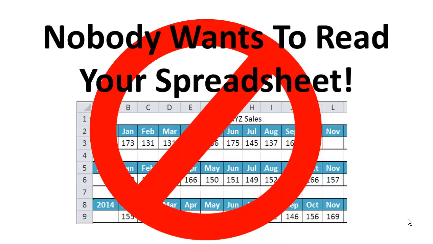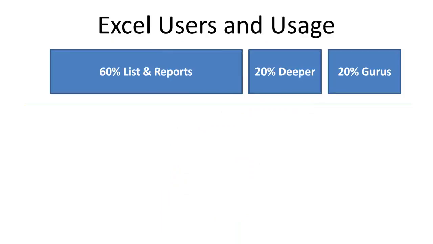You know how I know? Microsoft Excel actually went out and keeps track of how people use Microsoft Excel. 60% of the 650 million users out there use it for lists and reports. Now, they estimate that 20% go deeper and 20% are gurus. I think these are all swags.